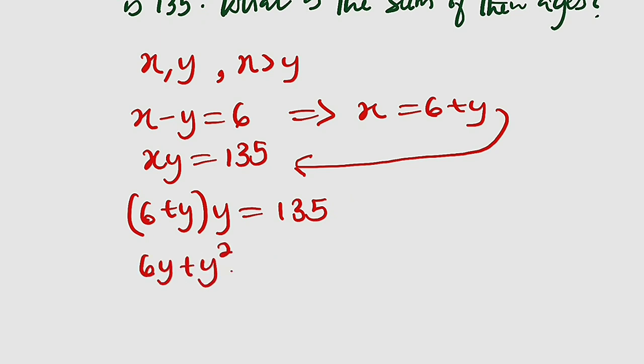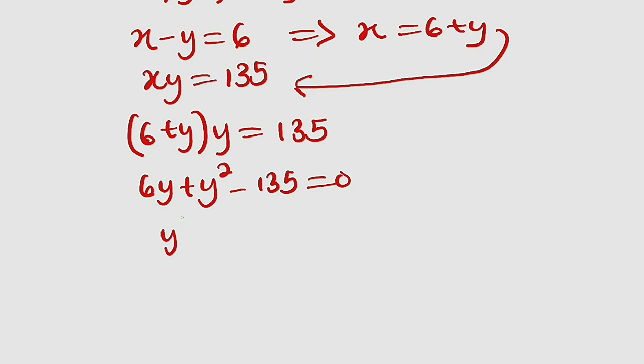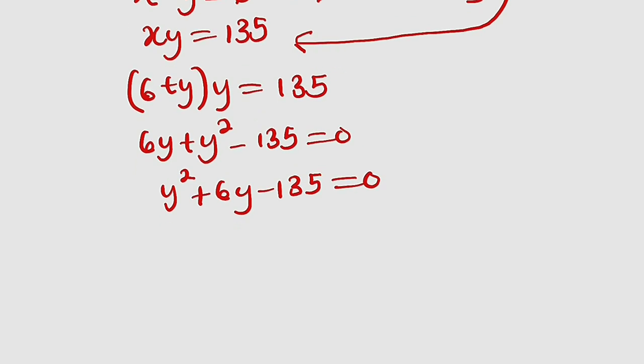You can bring this one in. This is negative 135 equals 0. Let us rearrange it as y squared plus 6y minus 135. This is equal to 0. How can we factorize this?